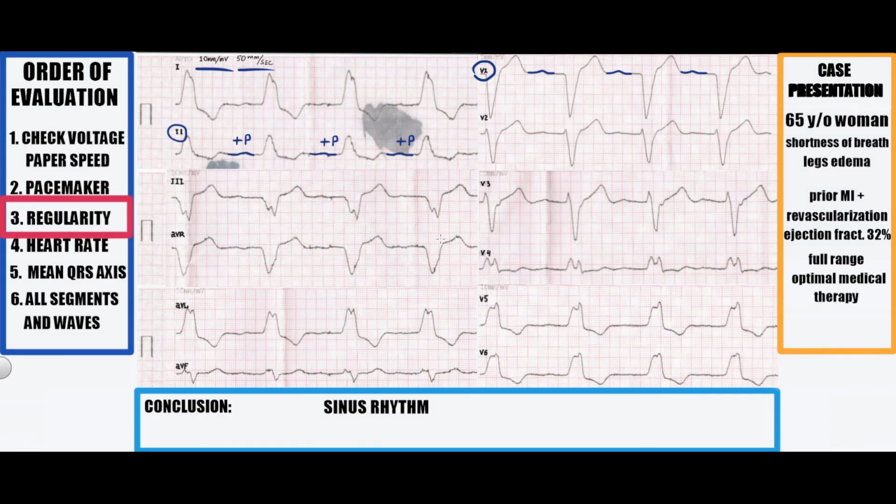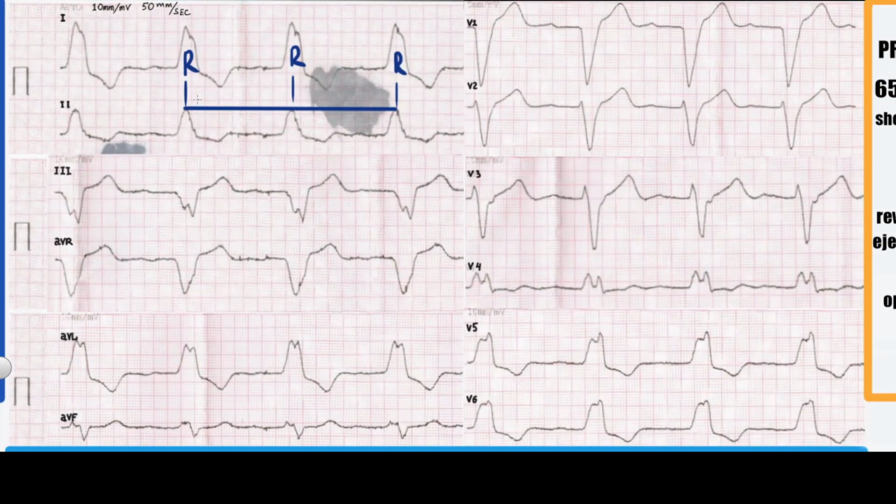Next step, regularity. For evaluation of regularity, let's check the RR intervals. If the RR intervals are equal to each other or the difference between them is less than 10%, the rhythm is regular. You can estimate this by eye, but it is better to calculate it clearly. The first RR interval is equal to 7 large boxes and 2 halves of a large box. The sum is 8 large boxes or 0.8 second. Remember that at this paper speed 1 large box is 0.1 second.